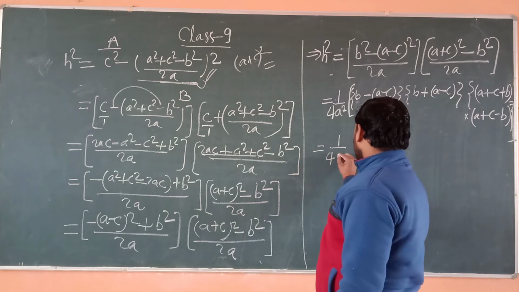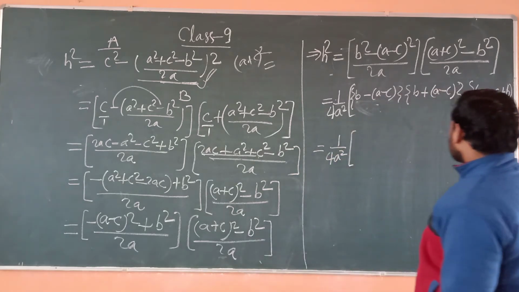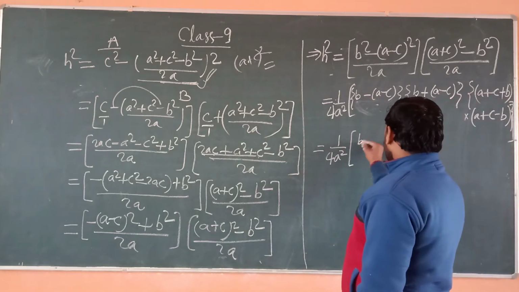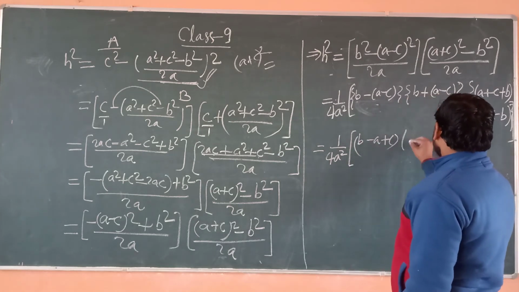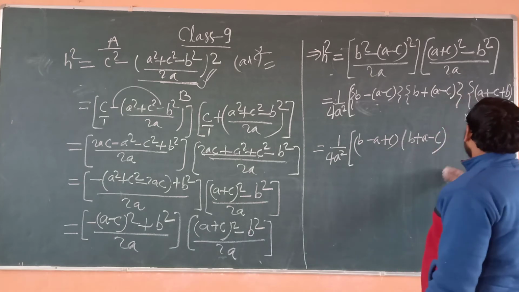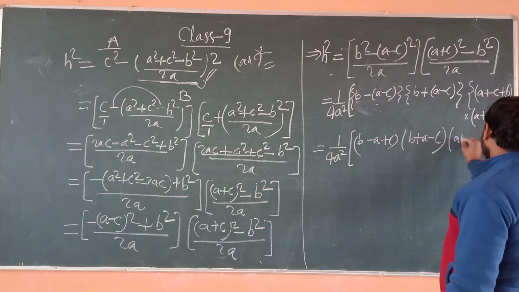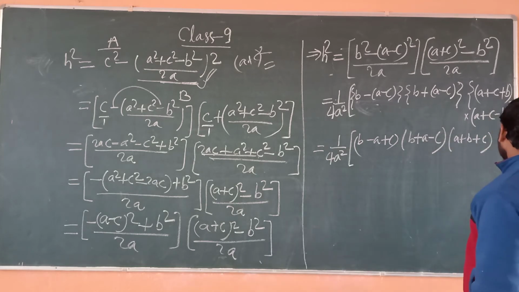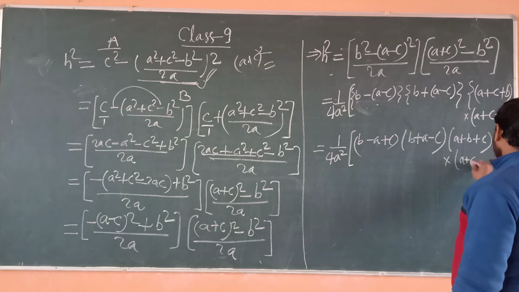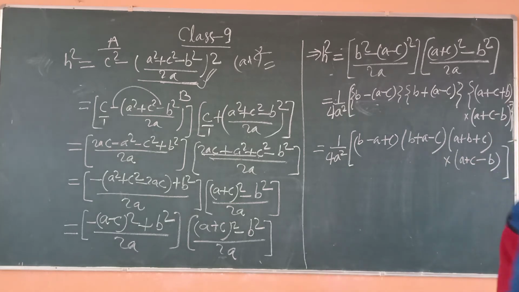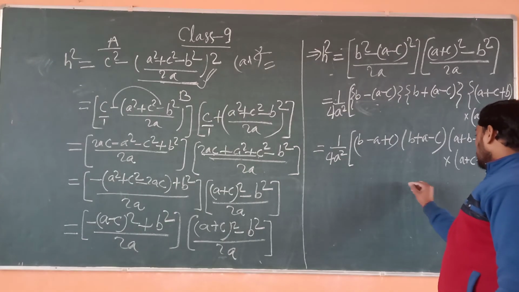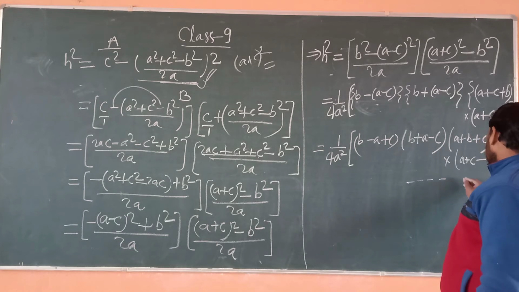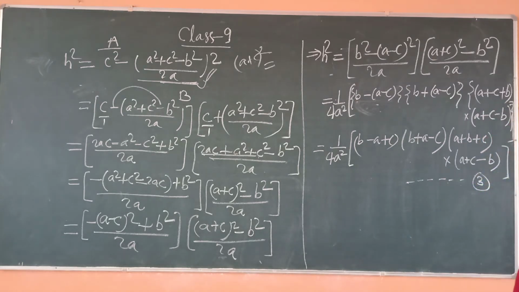1 upon 2a square, into b minus a plus c, into b plus a minus c, into a plus b plus c, into a plus c minus b. Now let this be equation number 3.